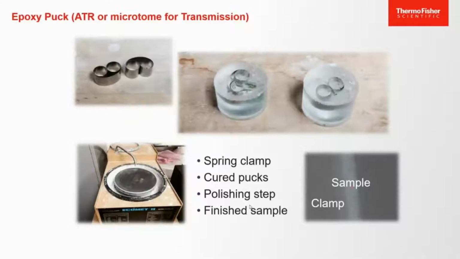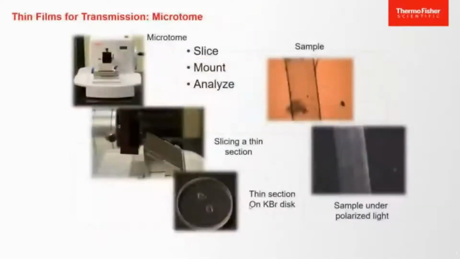On the lower right, you can see what this looks like. You see the sample embedded. There's a clamp holding it from both sides. So you can see the sample in the middle, the bright white stripe, and on either side of it is the clamp. So that's what it looks like when you're finished.